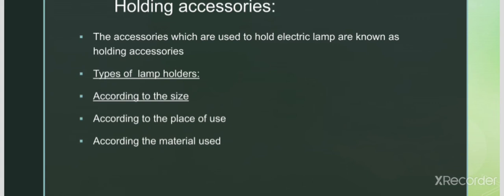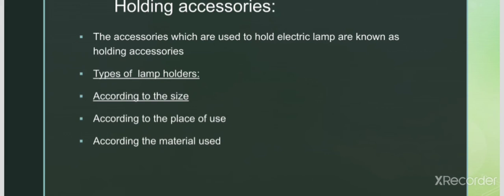These holders can be classified into different types: the first according to the size, next according to the place of use, and according to the material used. The first classification is according to the size. According to the size, it can be classified into two types: bayonet cap lamp holders and screwed lamp holders. Bayonet cap lamp holders can be classified as pendant lamp holders and batten lamp holders.